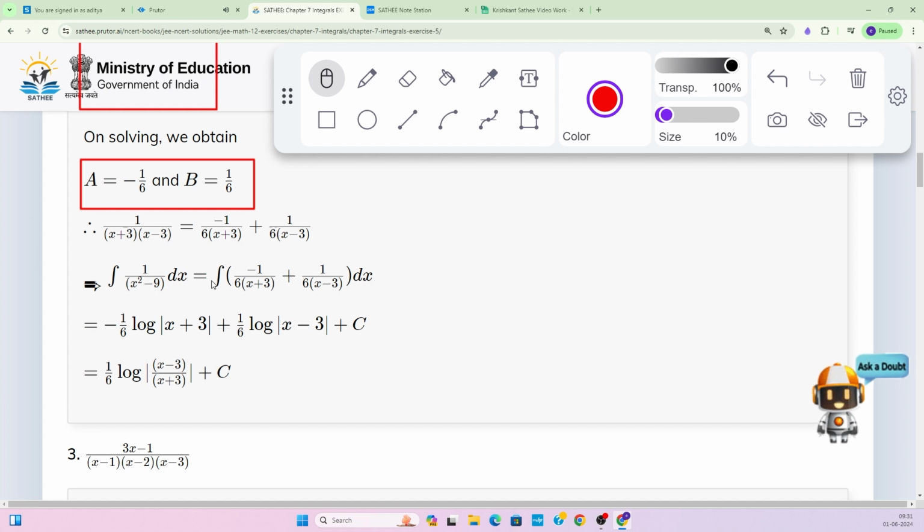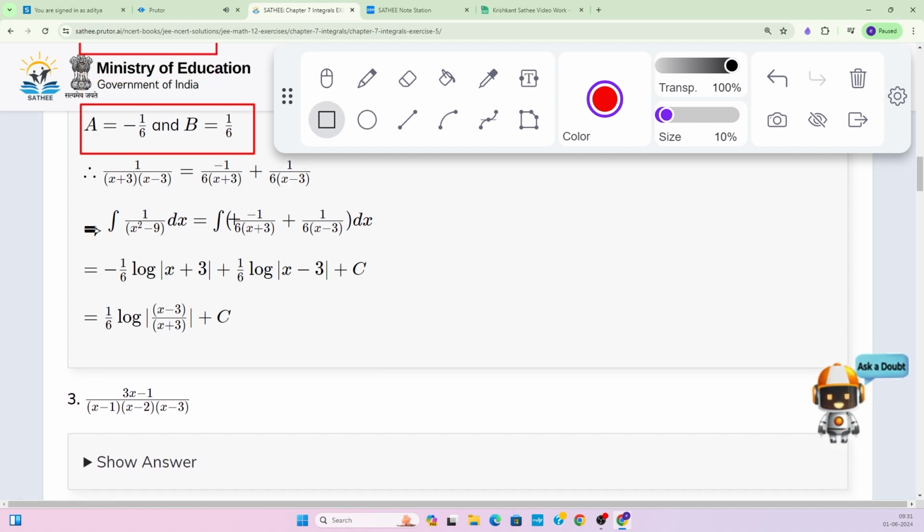Simple. Now your integration is changed to this form, and you can use the result from the integration. The integration of this part plus the integration of this part will give you the answer for the whole. Clear? Now what this means is that the integration of this will be minus 1 by 6 log modulus of (x plus 3), plus 1 by 6 log modulus of (x minus 3). Clear?